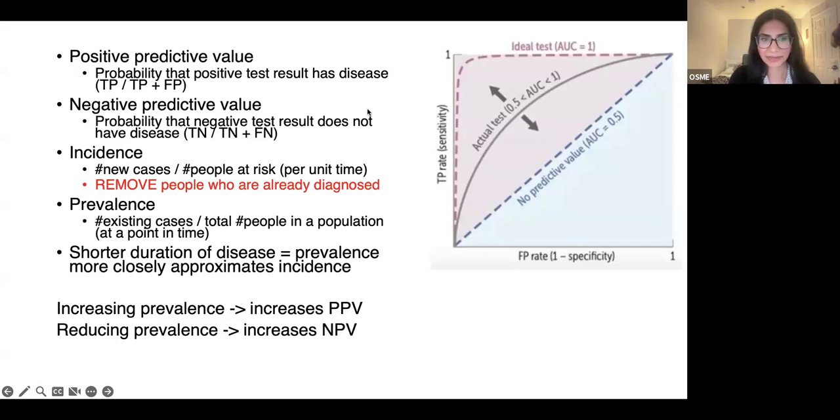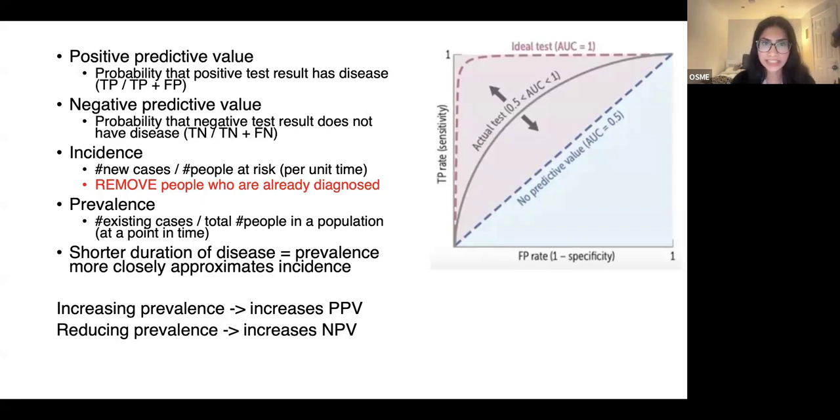These next metrics are a bit more complicated and they can interact with each other. So let's talk about positive and negative predictive values first. All of them, sensitivity, specificity, PPV, NPV, are related to a diagnostic test. But sensitivity and specificity are inherent to the test itself, whereas PPV and NPV can be modified by other factors, for example, the disease prevalence, and I'll talk about that in a second.